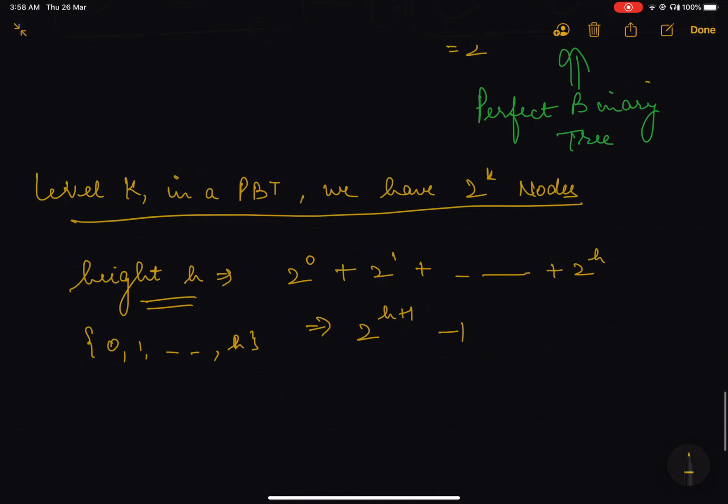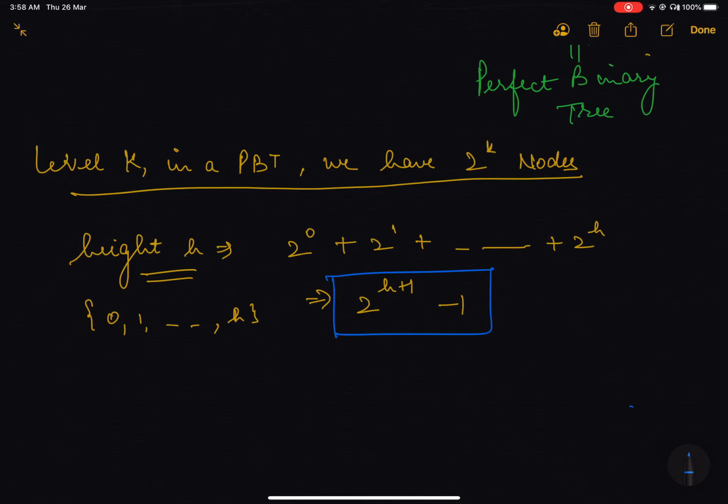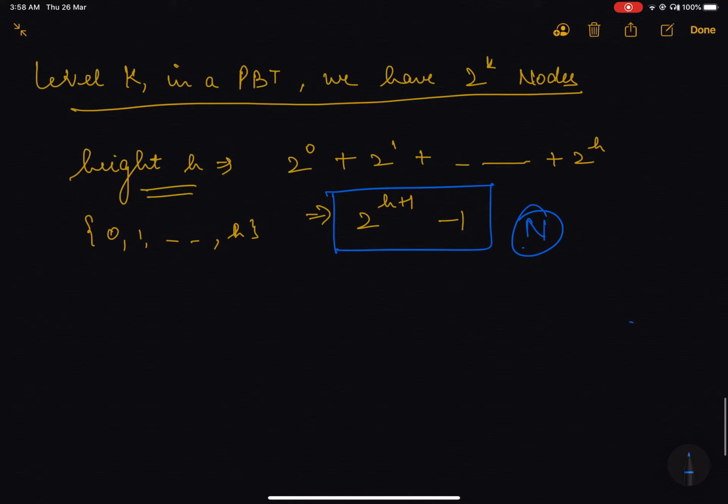Now, suppose you are asked to find that there is a perfect binary tree of height h and you have to tell how many nodes does it have. It is quite simple. We just saw it above that the number of nodes is nothing but 2 to the power height plus 1 minus 1. Now, let us calculate the reverse. Suppose we are given that a perfect binary tree has n nodes and we have to calculate the height of the perfect binary tree.